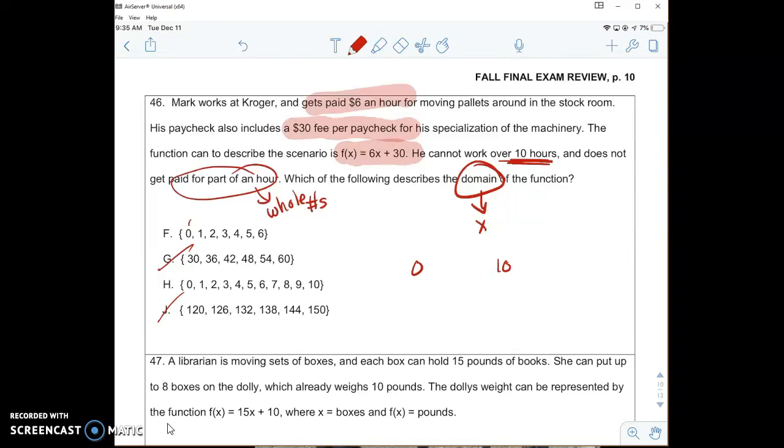F has whole numbers 0, 1, 2, 3, 4, 5, 6, but it stops at 6. Mark can work up to 10 hours, so it's probably not F. H has 0, 1, 2, 3, 4, 5, 6, 7, 8, 9, 10, so from 0 all the way up to 10 hours. Our final answer is H.